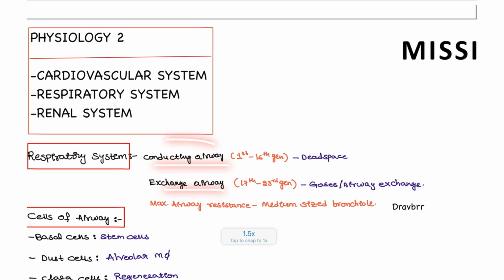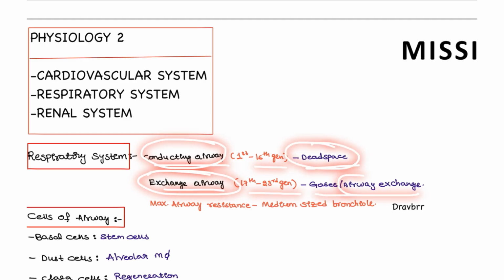What is meant by the conducting airways, guys? The first 16 generations, they are the dead space. Okay, and the second, exchange airways, from the 17th to 23rd generation, those are the airway exchange. Why are we calling this dead space? Because there is no gas exchange, only air is passing here but no exchange. So here only the alveoli are going to exchange the air, that is why these are the exchange airways. Next, the maximum airway resistance is seen in the medium sized bronchioles.